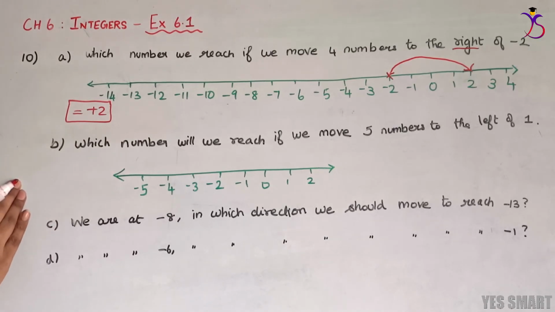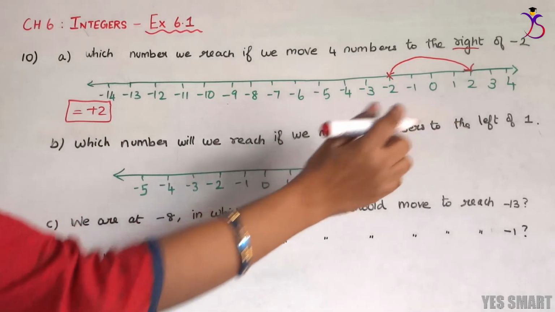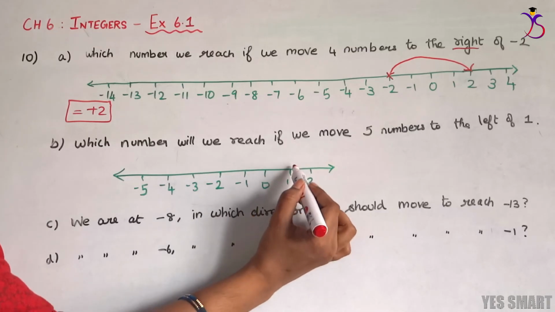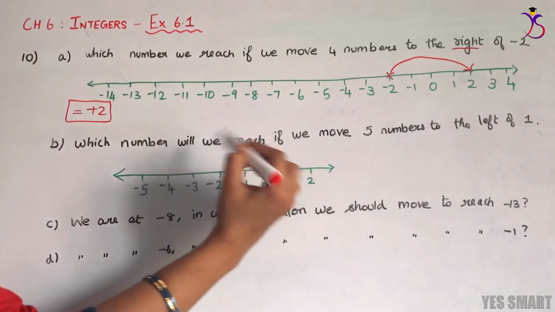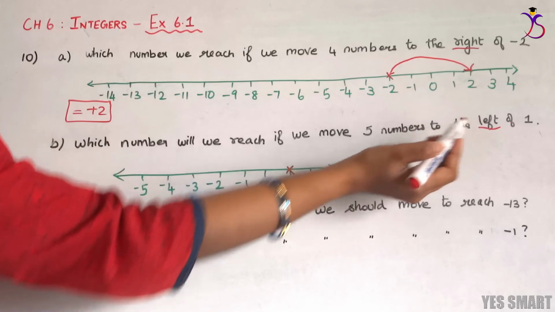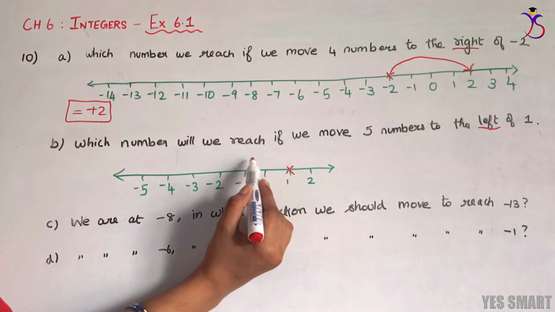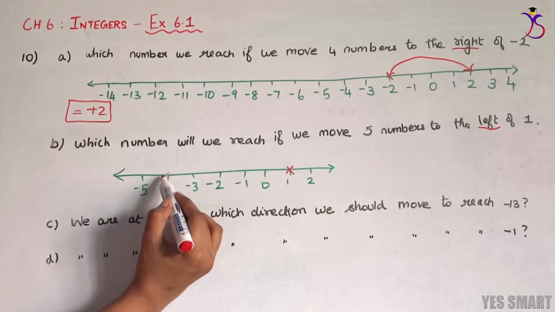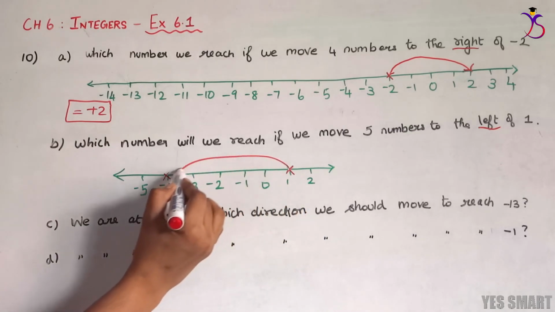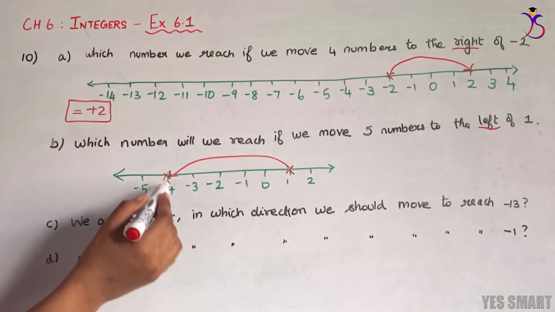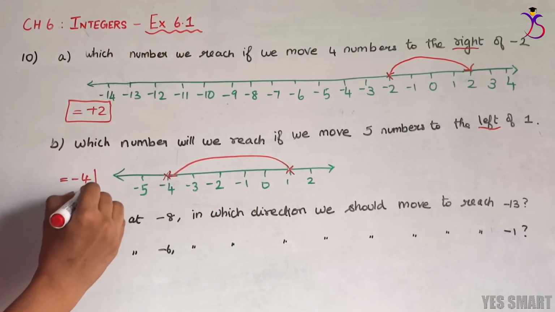Now, B sum. Which number will we reach if we move 5 numbers to the left of 1? So, from 1, we have to move 5 numbers in the left hand direction. So, left hand direction. 1, 2, 3, 4, 5. Hence, we will be reaching -4. Therefore, the answer is -4.